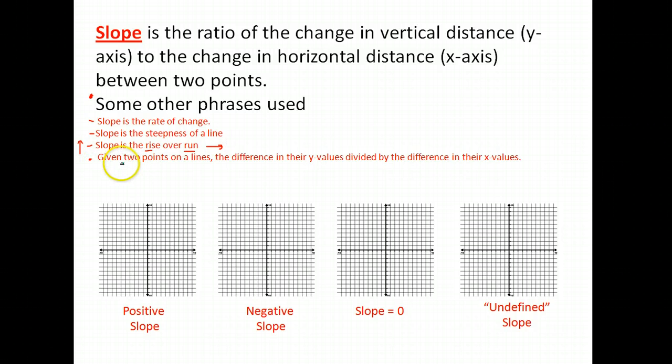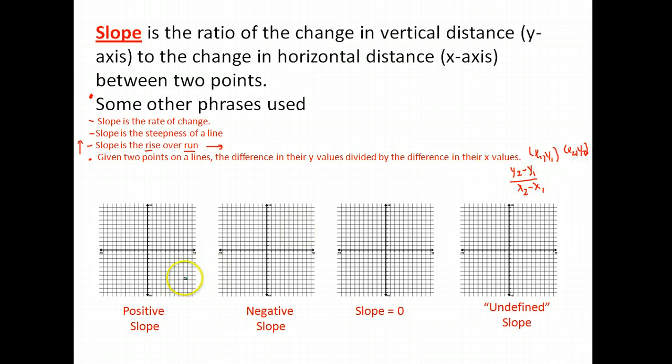And here's a little more technical. We're given 2 points, the difference in their y values divided by the difference in their x values. And what that describes is the actual equation. If you're trying to find the slope of a line between 2 points, you subtract the y values and divide that by the subtraction of the x values for the 2 points. Let's say it was point x1, y1 and point x2, y2.